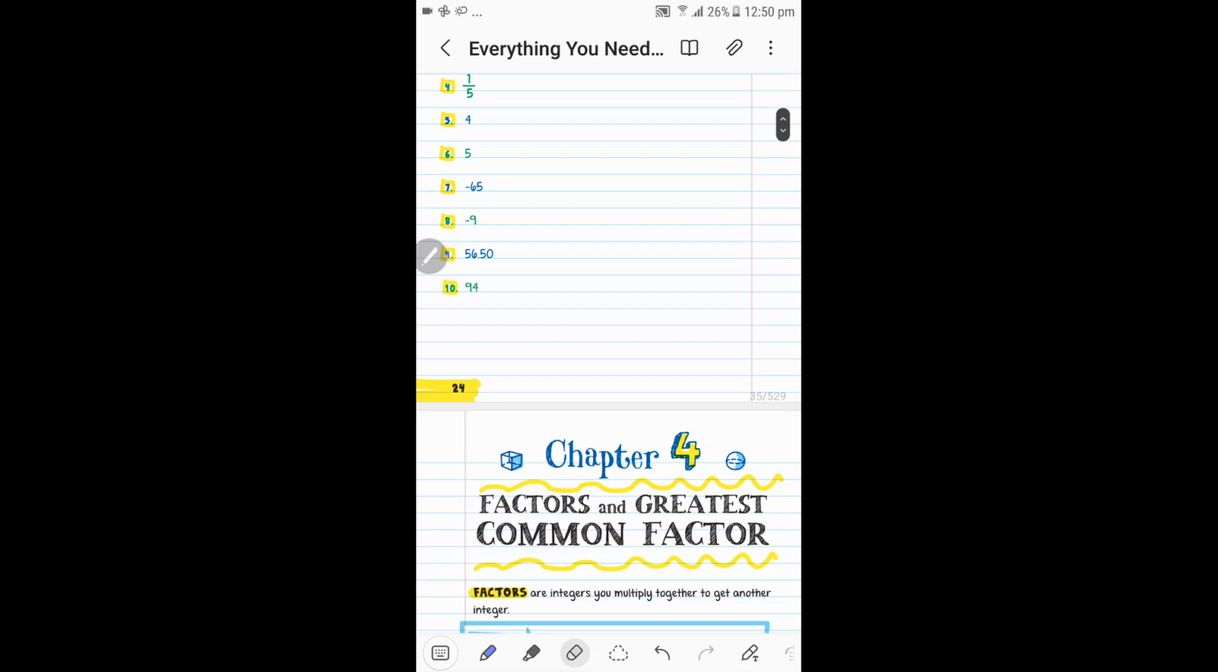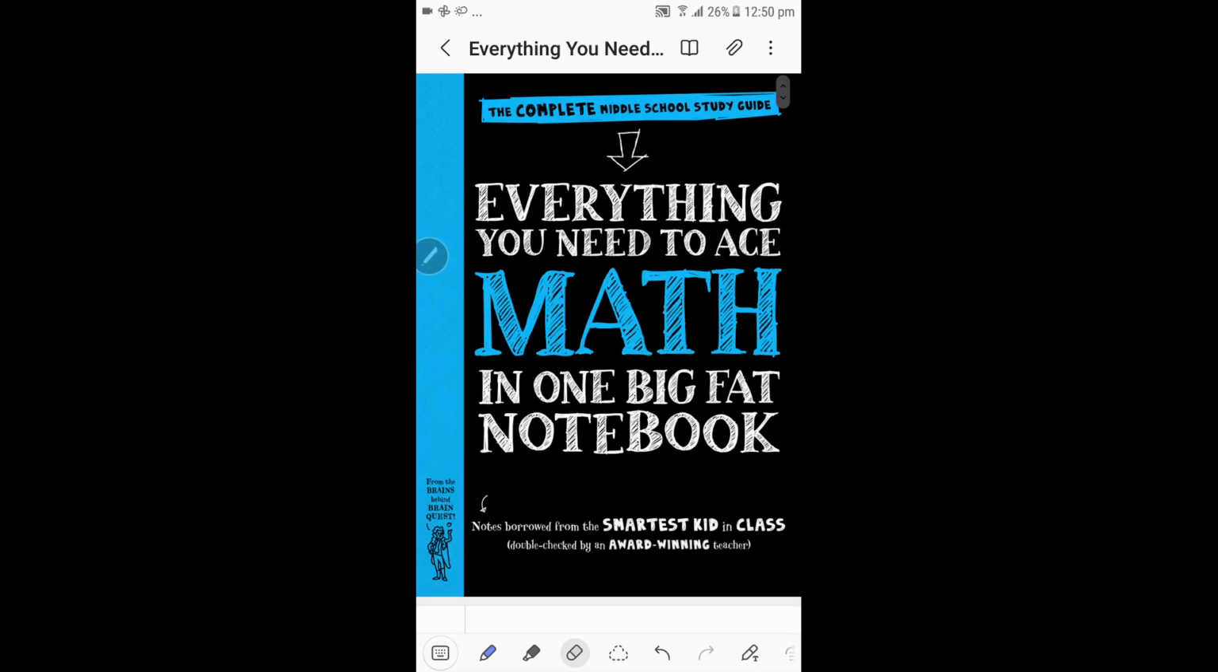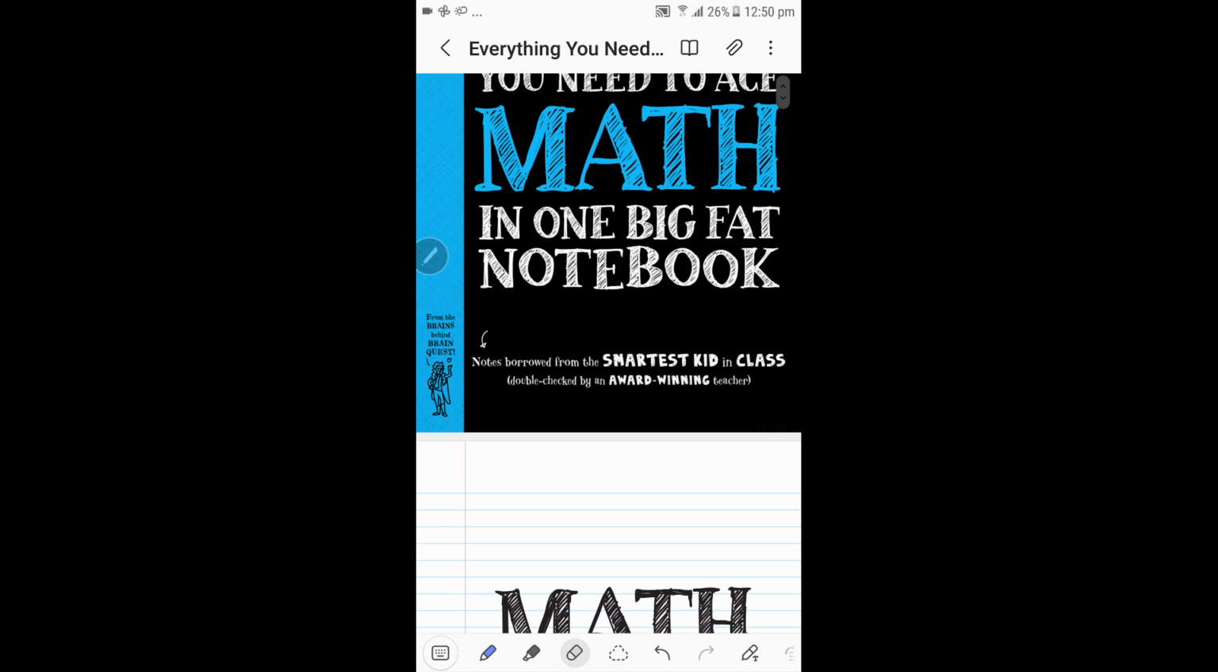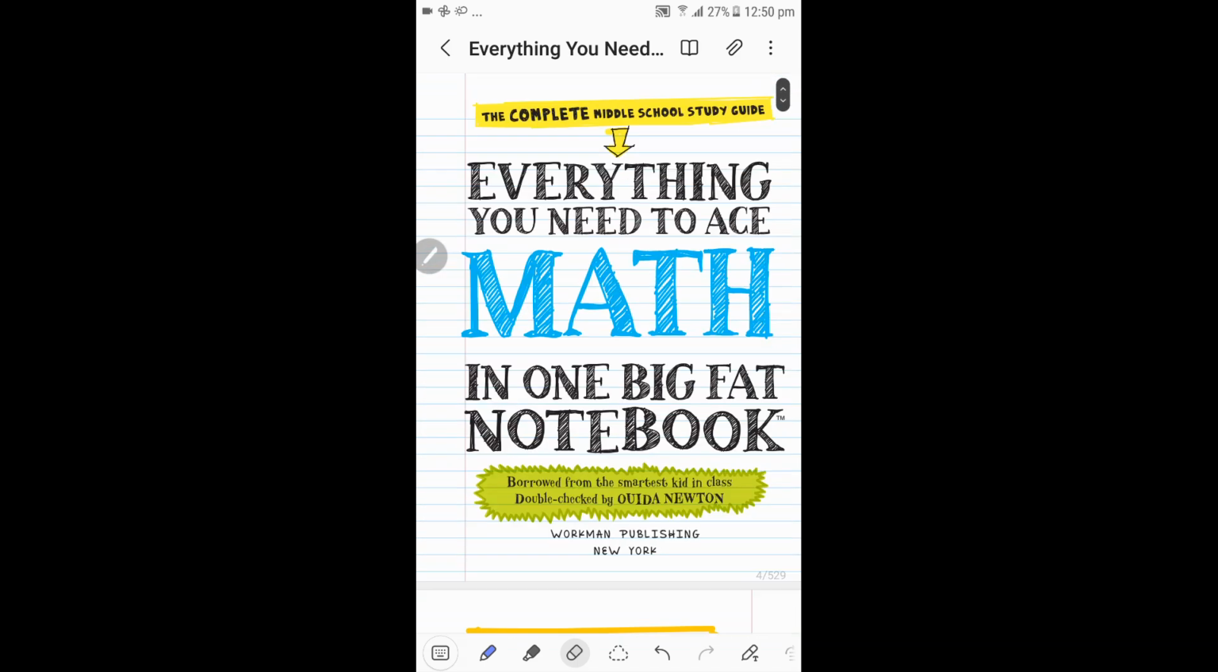I'm using this book called Everything You Need to Know About Math in One Fat Notebook. You can purchase it online if you search for it. Be sure to check it out. I will be using this book, which I previously used as a guide to learn. I will also be using AI in further chapters where I honestly don't know much.